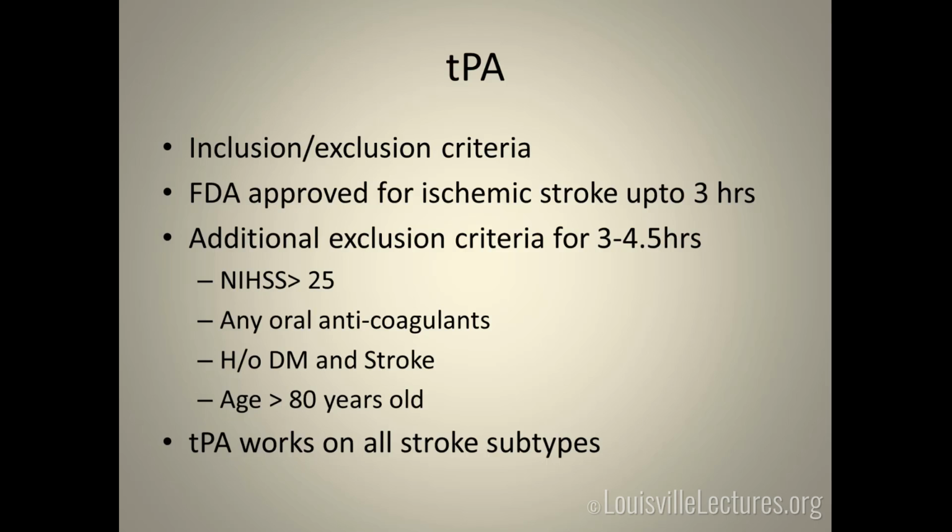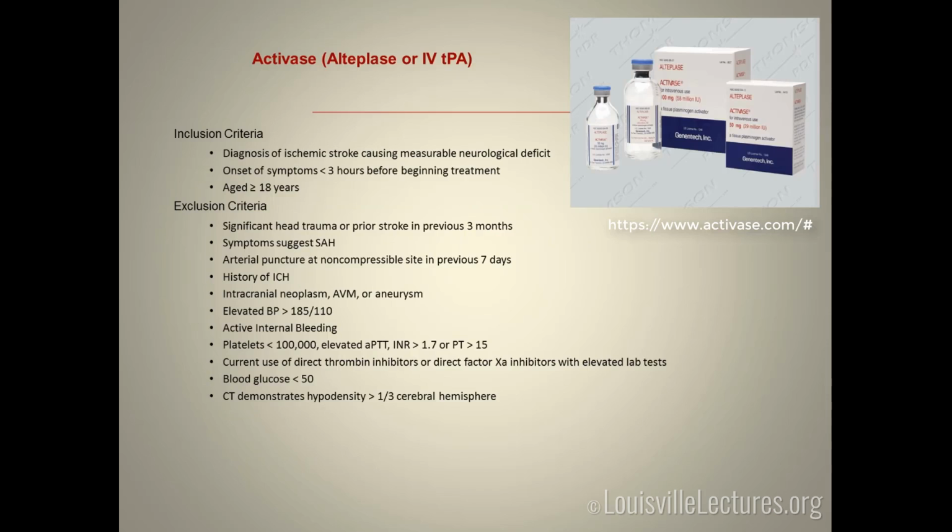We have seen TPA dissolving clots like in ICA occlusion as well, but usually if it is very early in the course, like if you can give it within the first 60 minutes or so, then the chances of improvement are much better. These are the inclusion and exclusion criteria. You don't need to know each of them, but it will be good if you know most of them.